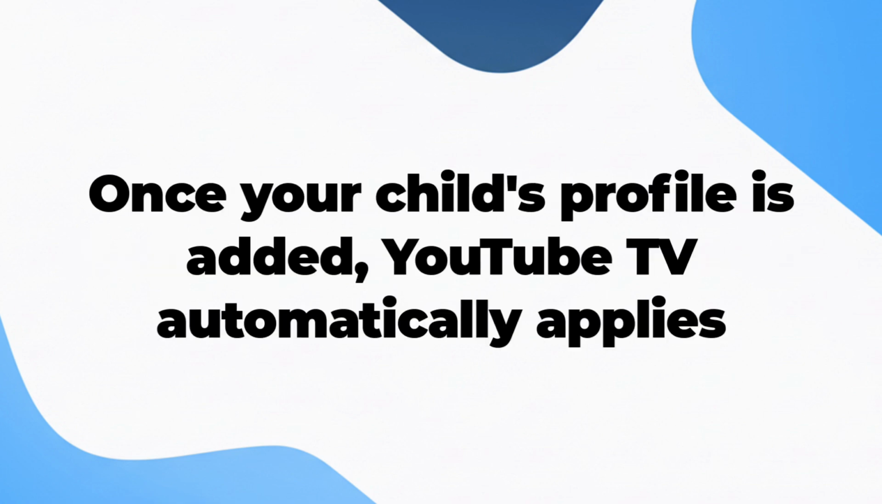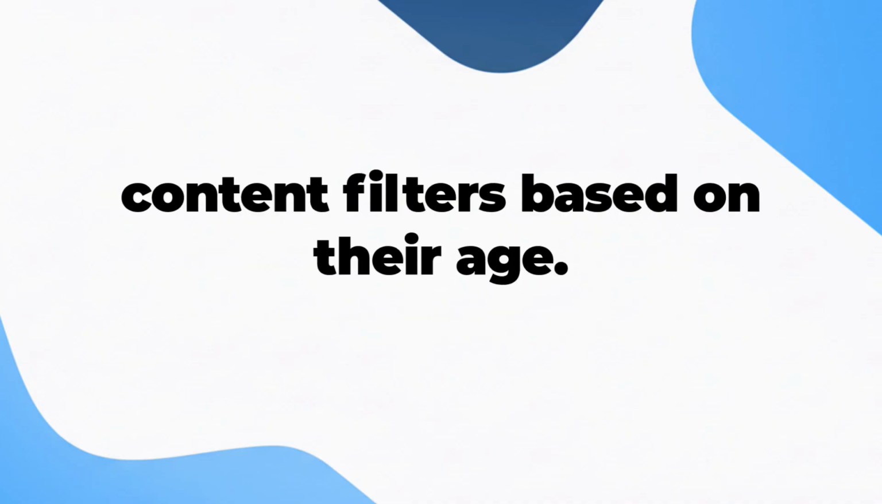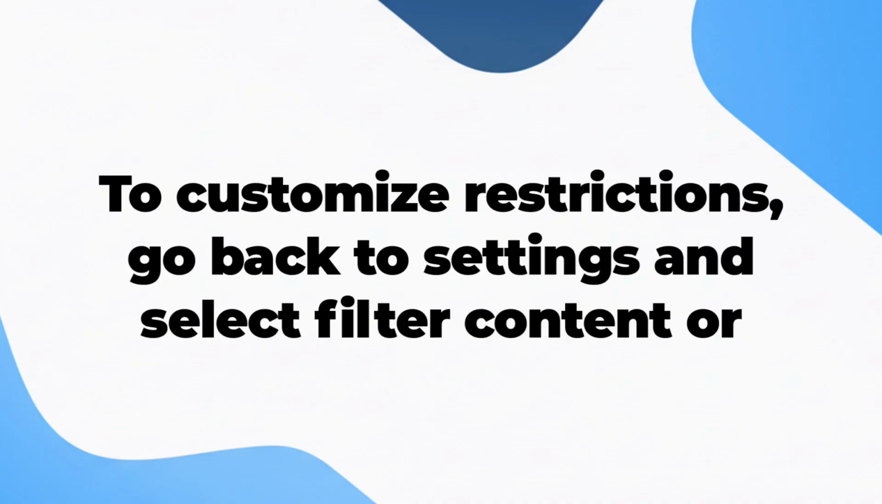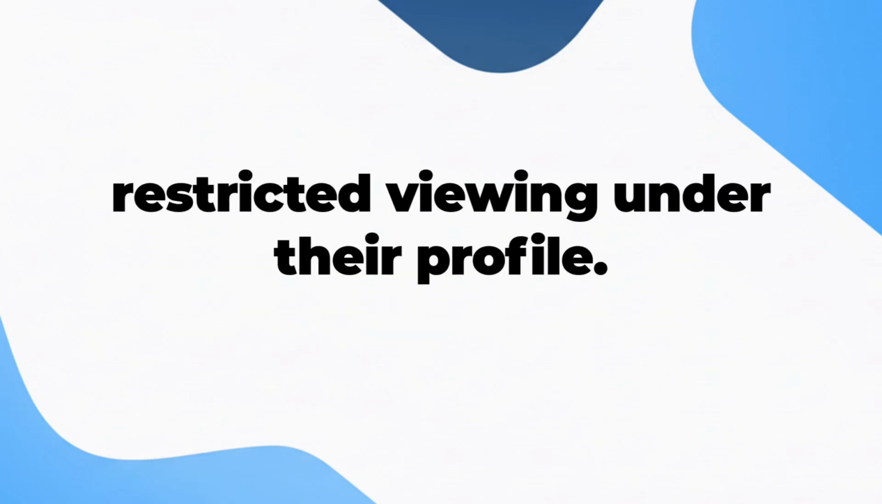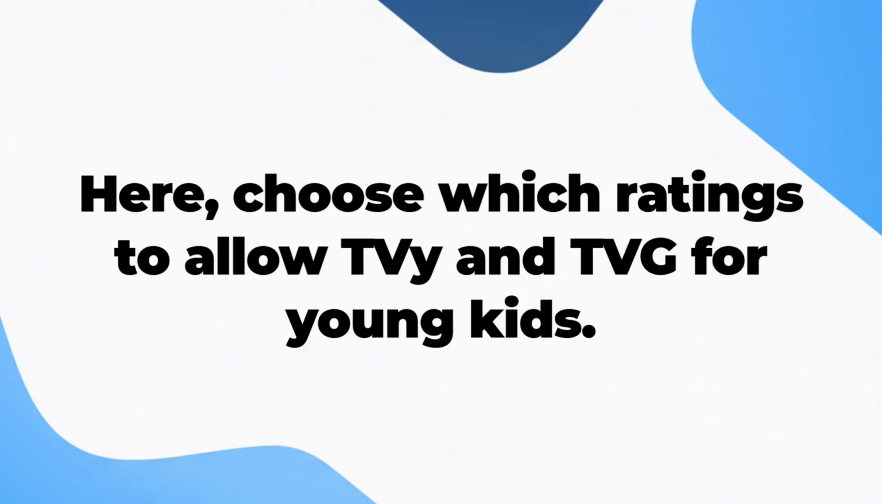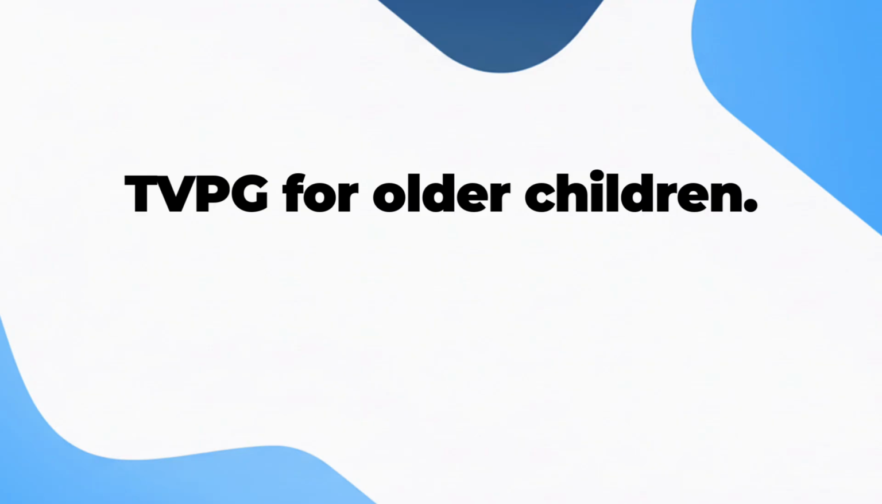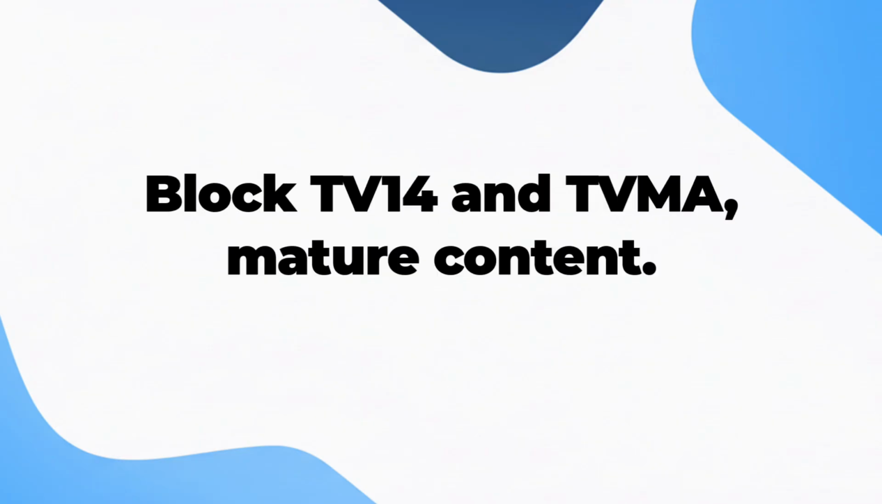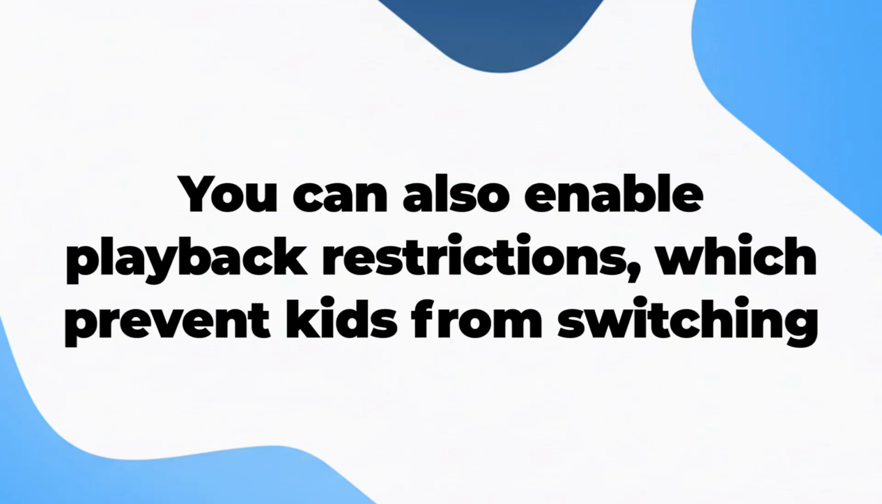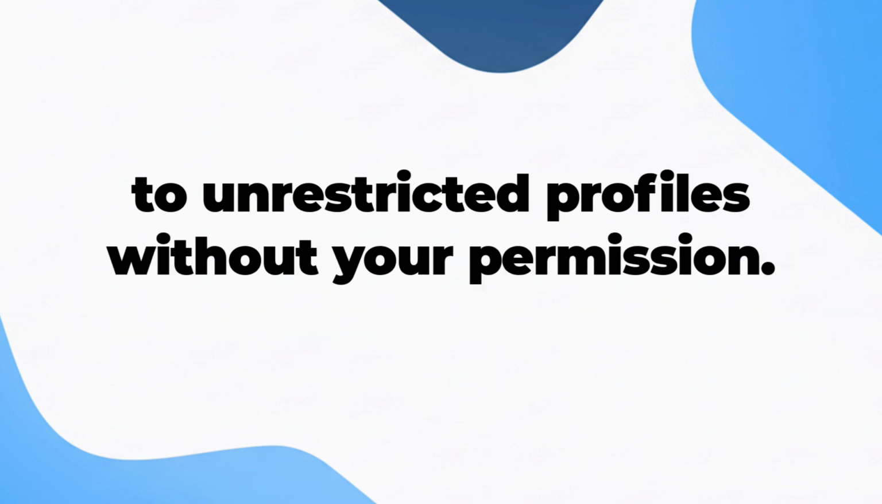Once your child's profile is added, YouTube TV automatically applies content filters based on their age. To customize restrictions, go back to Settings and select Filter Content or Restricted Viewing under their profile. Here, choose which ratings to allow: TV-Y and TV-G for young kids, TV-PG for older children. Block TV-14 and TV-MA, mature content. You can also enable playback restrictions, which prevent kids from switching to unrestricted profiles without your permission.